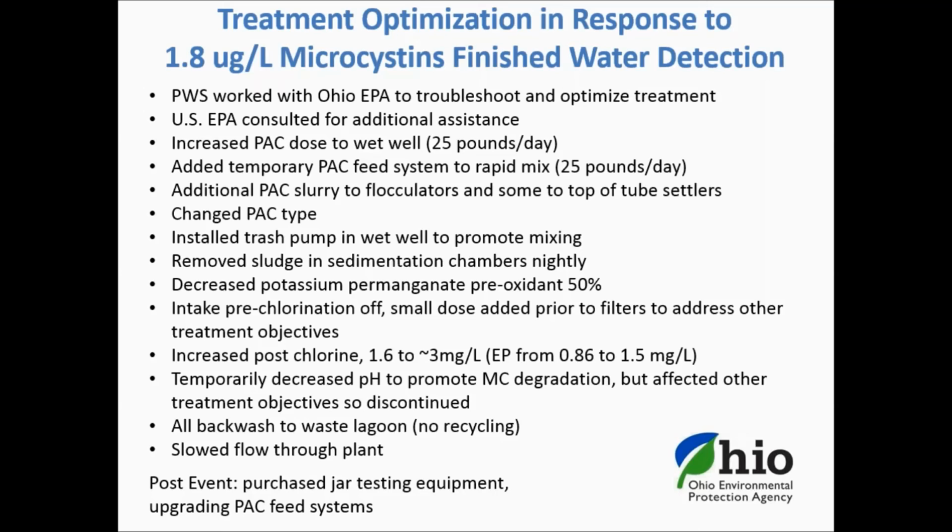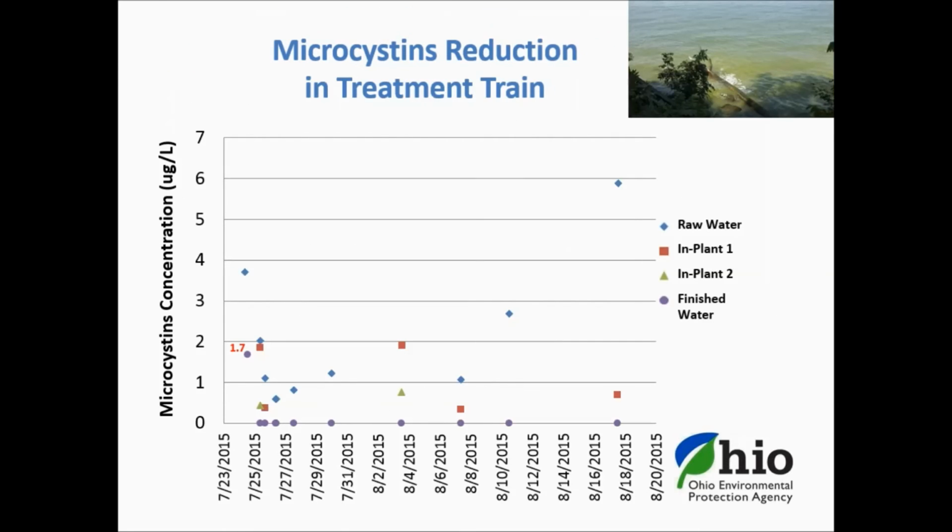None of the backwash was recycled during this event. It all went to waste lagoons, and the public water system also attempted to slow flow through the plant as much as possible to increase their contact time. After the event, the public water system purchased jar testing equipment to help them assess chemical feeds during future events and is upgrading the PAC feed system, so they're not these island engineering systems that we had in place during the event. Overall, a lot was done in a very short amount of time to help optimize treatment. Next slide.